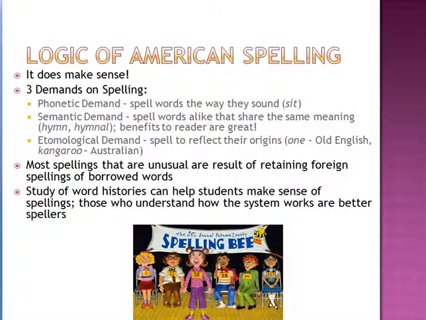There are three main demands of spelling that our students have to be strong at to be good spellers. One is understanding the phonetic demand, where they actually spell a word the way it sounds. The semantic demand, where they spell words that are alike because they have the same meaning and they look the same way, such as hymn and hymnal. And then there's the etymological demand, which is spelling to reflect the origin of the word.